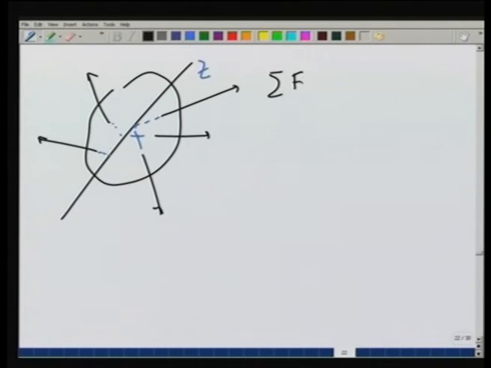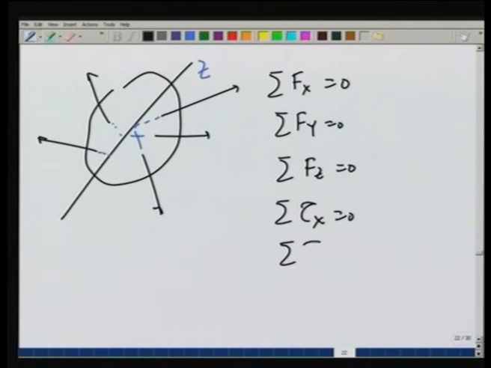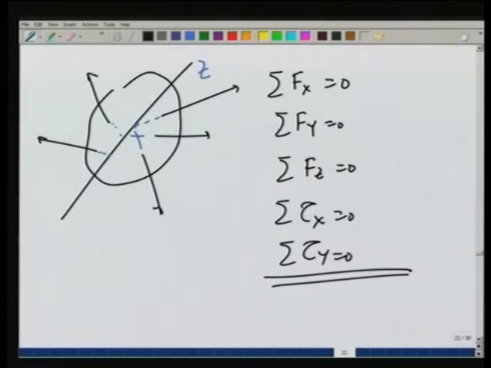In that case, of course, I have to satisfy summation f x is equal to 0, summation f y is equal to 0, summation f z is equal to 0, and summation tau x is equal to 0, summation tau y is equal to 0. There is no equation for tau z because that automatically is 0. So, that is the other situation in which you realize suddenly that there is no component of torque in the z direction, and therefore, I need not worry about that equation.